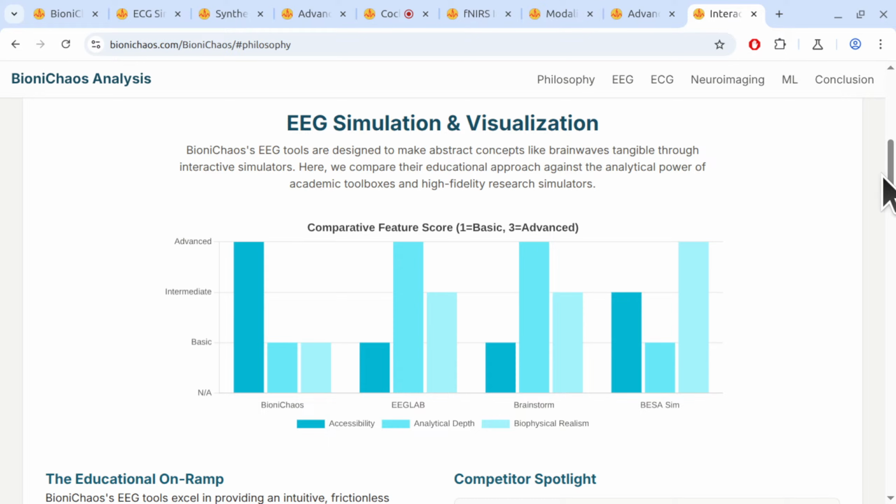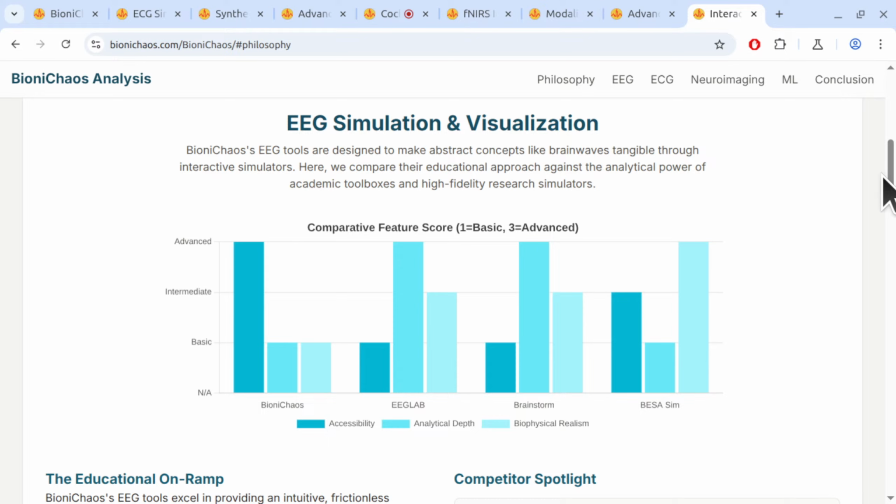Okay, so from brainwaves, let's move to the heart. ECG simulation. The analysis described this as a basic tool for visual learning. And the ECG market is pretty wide, right? Everything from training games to serious diagnostic AI. Where does Bionic Chaos fit? It sits right at the most basic introductory level. We called it a rudimentary toy, essentially.